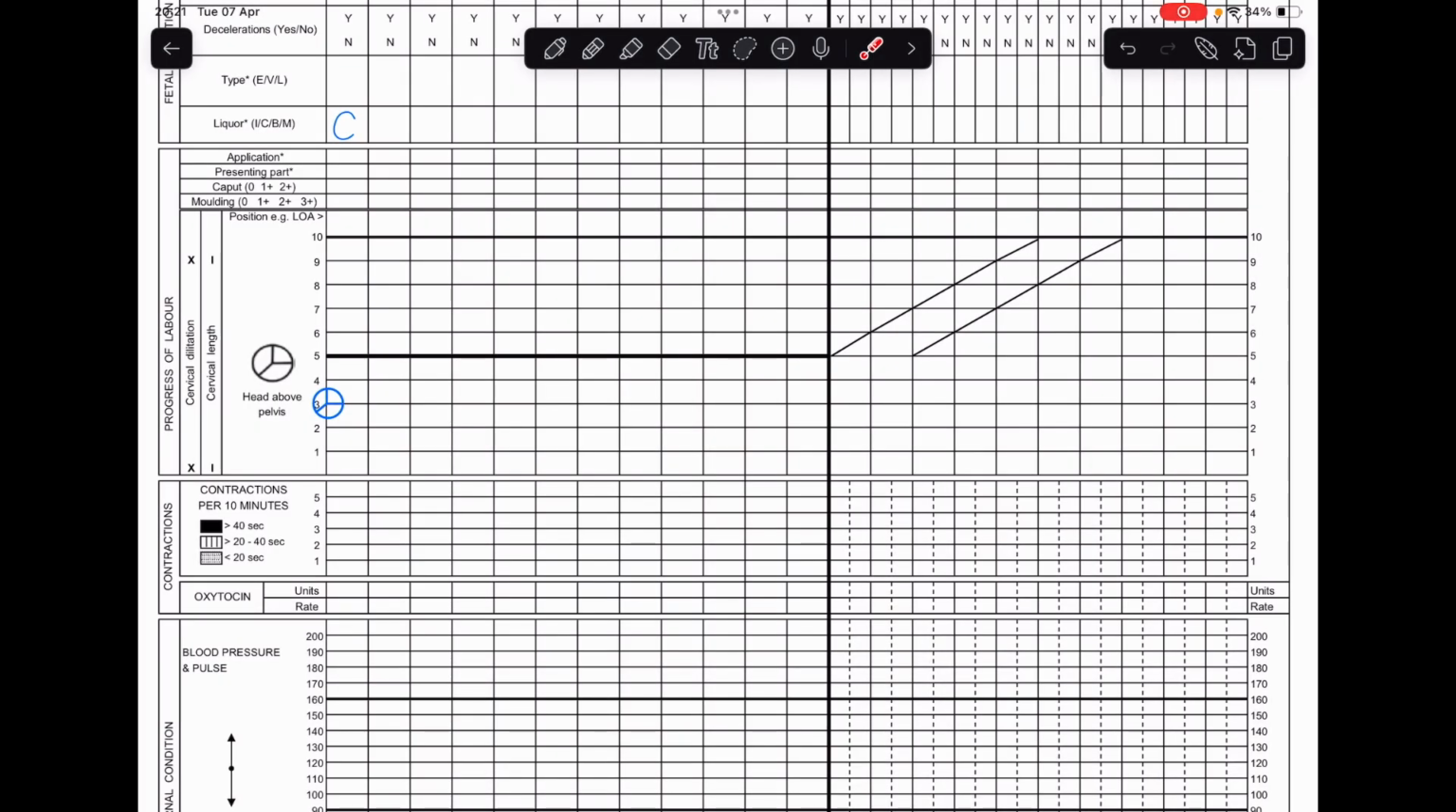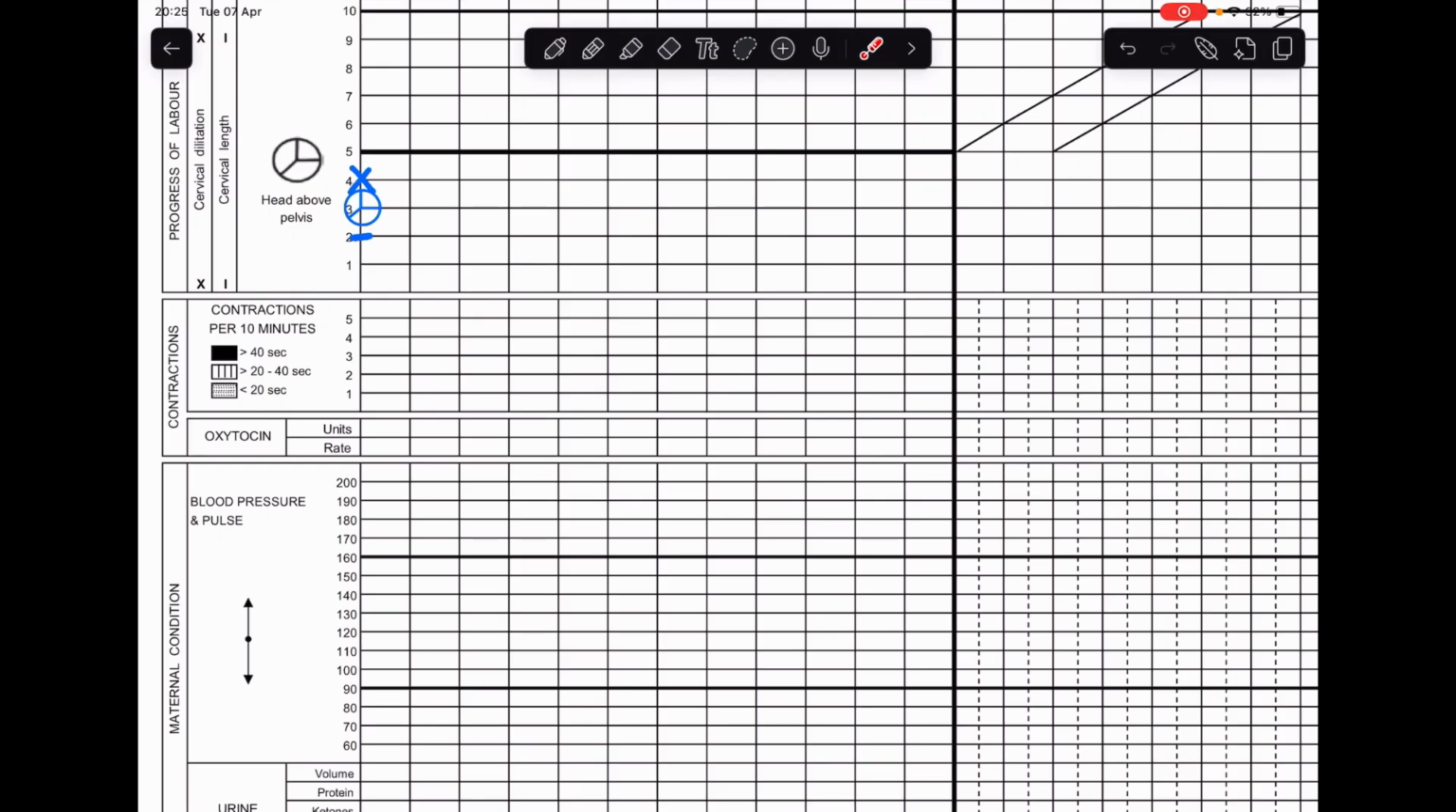That will be demonstrated using this symbol on the 3. The cervix was 4 centimeters dilated. We use an X to show this. Since it is less than 5 centimeters, we can plot this in the latent phase of labor. Effacement is plotted using the cervical length measurement, which was 2 centimeters. This will be illustrated using a dash.